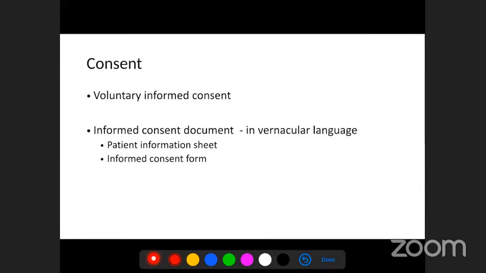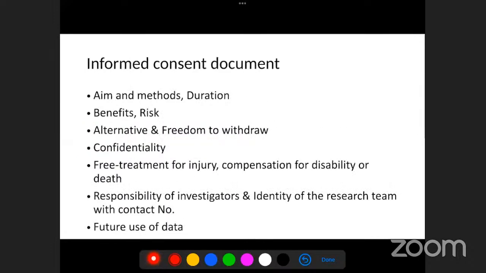Remember, it's an informed voluntary consent. And for that informed voluntary consent, what you give is an informed consent document. It has 2 parts: the patient information sheet and the informed consent form. Remember, the informed consent document should talk about the aims of the study, methods, duration, benefits, and risks to the participant, what the alternatives are for the participant, their freedom to withdraw, how you will keep confidentiality, whether you will give free treatment for injury, and whether you will give compensation if it's a trial, etc.